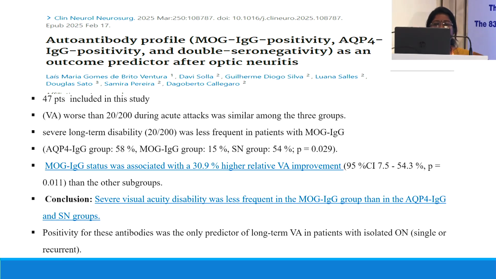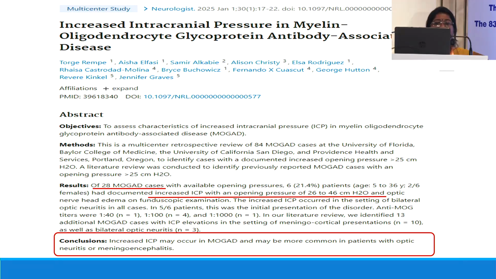And this is the new thing which is being discussed in the literature, MOG patients showing a raised CSF pressure. This is also being reported in a study that of the 28 MOGAD cases, many of them had 26 to 46 centimeters of CSF pressure when they tried to tap. So this has to be kept in mind, particularly when the patient comes with optic neuritis and features of meningoencephalitis, because that is the time when the CSF pressure has been recorded to be high in this group of patients.